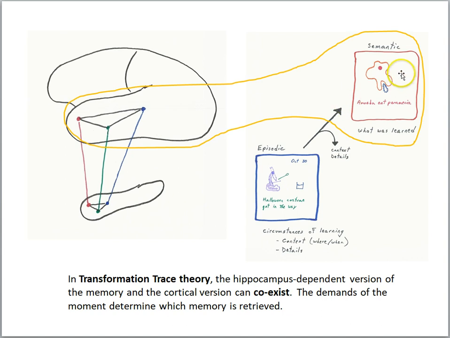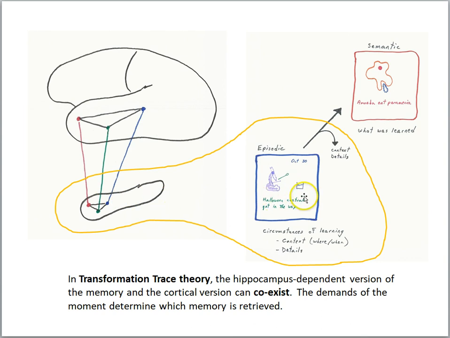So for example, if somebody says, what do you know about amoeba and paramecia? I can activate the cortical memory, the semantic memory system here, and retrieve information about amoeba eats paramecia. If somebody says, do you remember the day in class when you learned about amoeba and paramecia? That's going to require the reactivation of the hippocampal memory trace. And then I can pull up those details, that it was the day before Halloween, I was in my costume, etc. So we can have both of these kinds of memories, and the demands of the moment may determine which kind of memory gets reactivated. But for trace transformation theory, all detailed episodic memories are going to require an intact hippocampus.